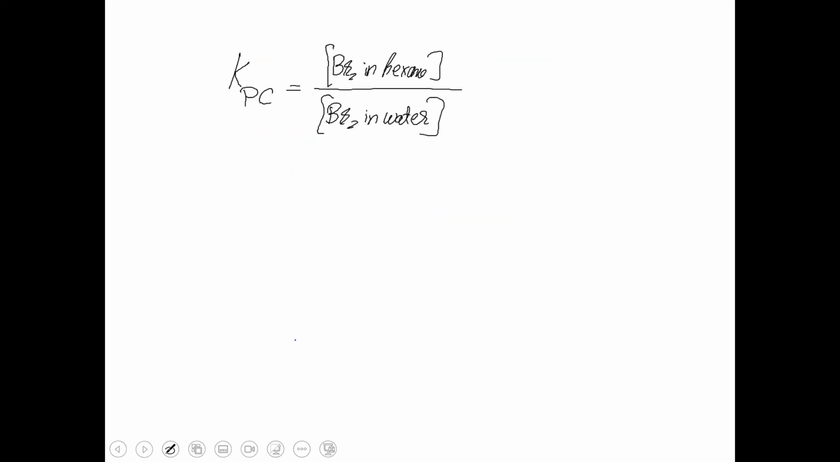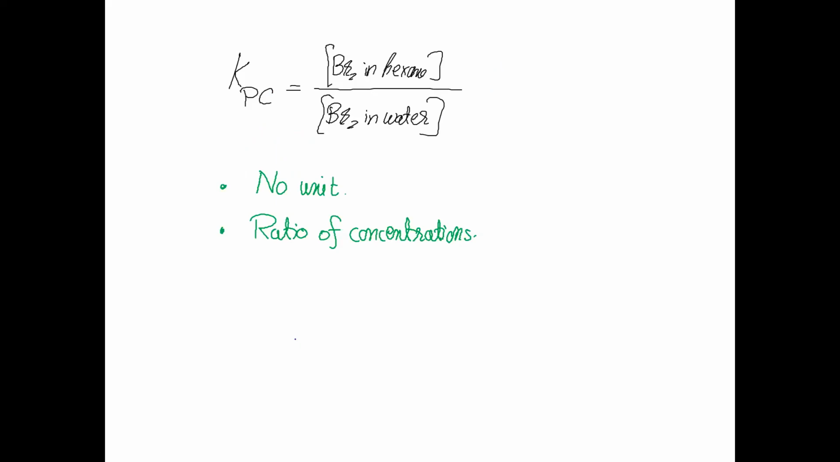So this is called partition coefficient. It has no unit, a ratio of concentration. So KPC, the partition coefficient, is the ratio of concentration of a solute in two immiscible, mutually immiscible solvents. You have to copy this. Okay.